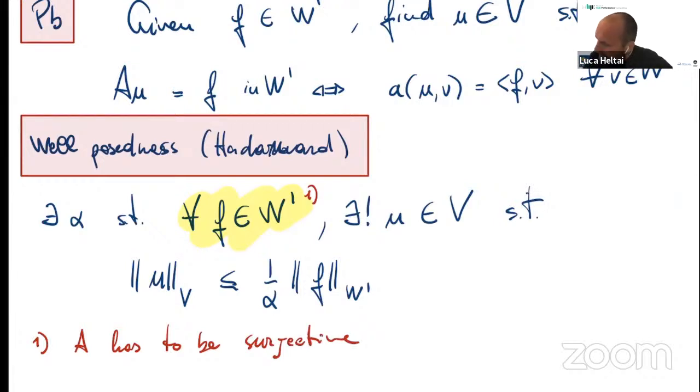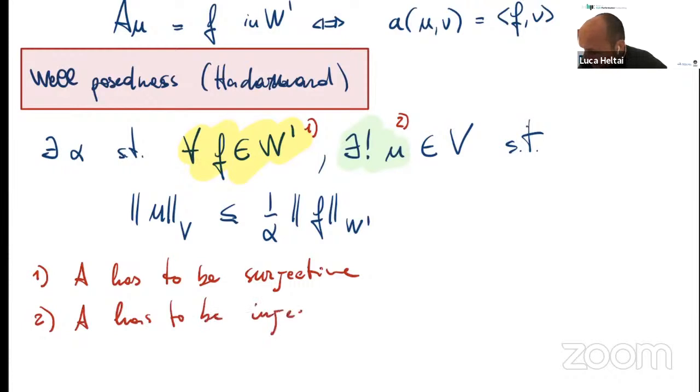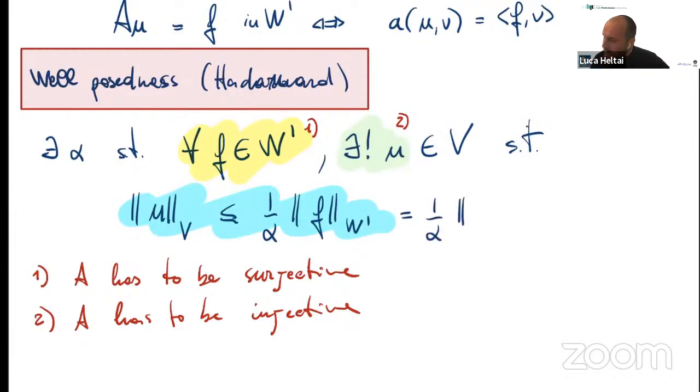Second condition that we have is that for each one of those f, there is only one u that is in V. So this means, number two, that A has to be injective. And the third condition that we have, this condition over here, can be rewritten by simply observing that this is exactly identical to writing one over alpha. And since f has to be equal to Au, this is the norm of Au in W prime. So this is telling us that A has to be bounded below.